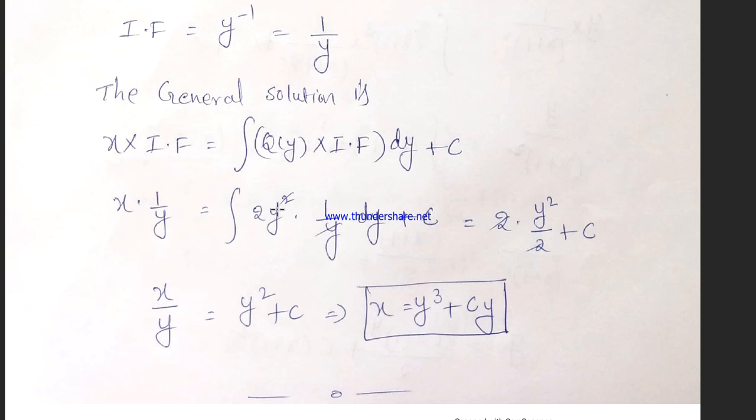Now here y is cancelled, we get only 2y, and 2 is a constant outside. Integration of y is y square by 2, the 2 cancels. So that's why we get x by y is equal to y square plus c. This is also right, with cross multiplication we get x is equal to y cube plus cy. This is about the linear differential equations.